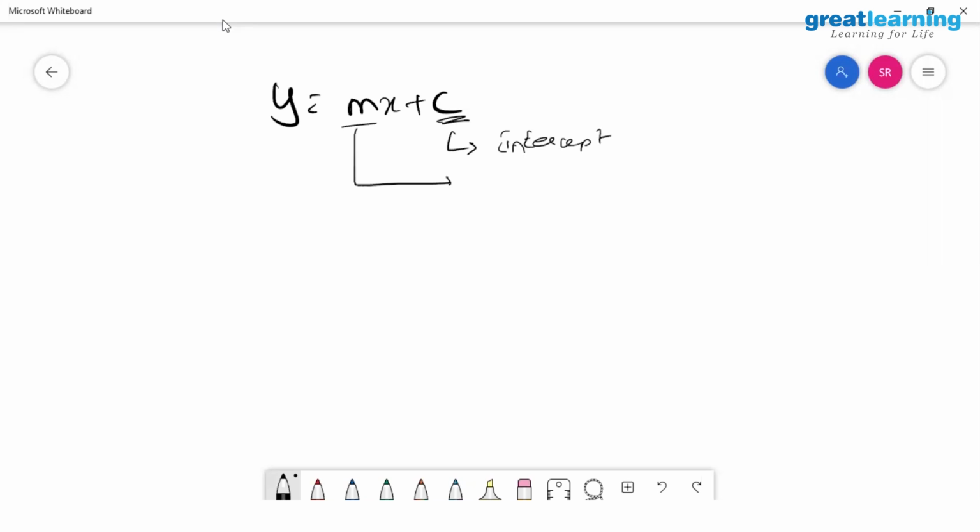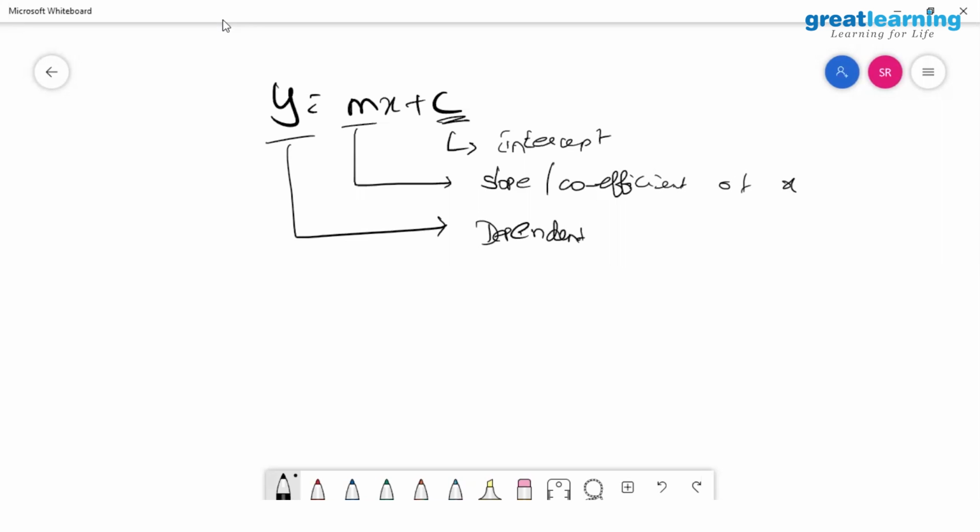This m is the, what is m here? Slope. The slope, or you can call it the coefficient of x, right? Now what is y here? Dependent variable, or what you could call it as, it is a predicted value of y for observation i.